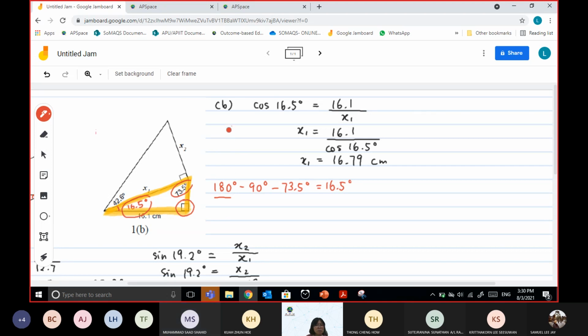Okay, for any triangle, all the angles, when you add them up, is 180. For example, this is A, this is B, this is C. The three angles added up must be equal to 180 degrees for a triangle. So you need to remember this. Okay. Thank you, ma'am.